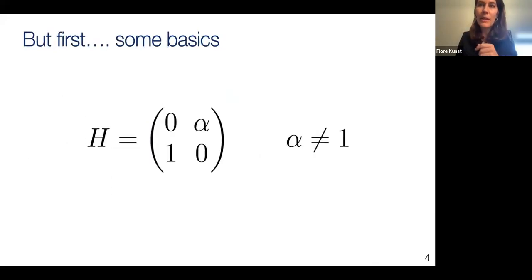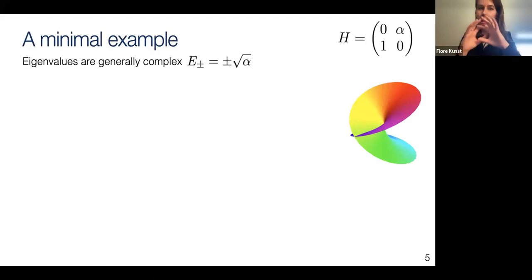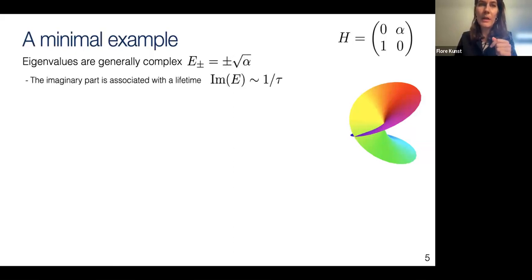But before I dive into all the physics and all the interesting aspects here, I would first like to introduce you to some basics of non-Hermitian matrices, to introduce the field and to already show you that in this very simple 2x2 matrix I've written here, you can already find very rich physics. This matrix is non-Hermitian because we will explicitly assume this alpha to be not equal to 1. The eigenvalues of this matrix are generally complex, as you can easily see. You get plus minus the square root of this parameter alpha, where we then associate the imaginary part of the eigenvalues with a lifetime.